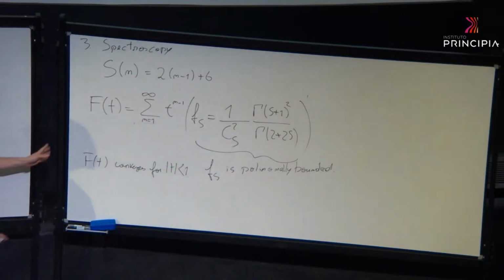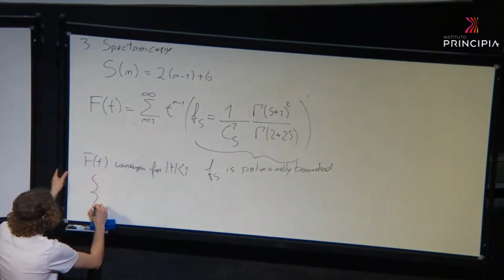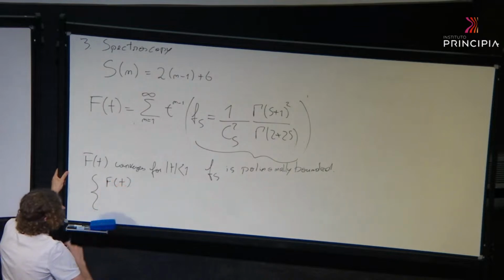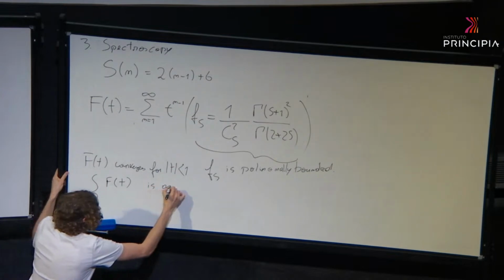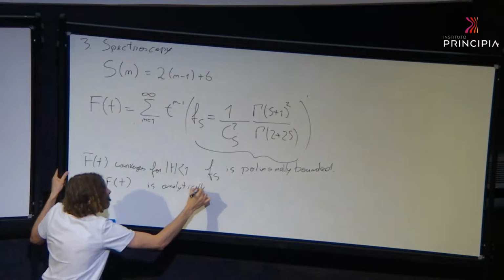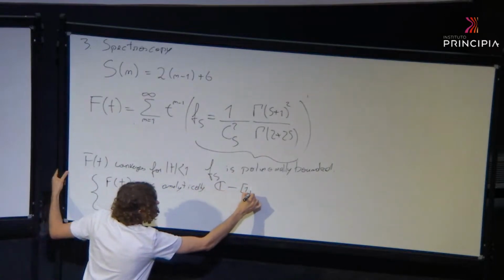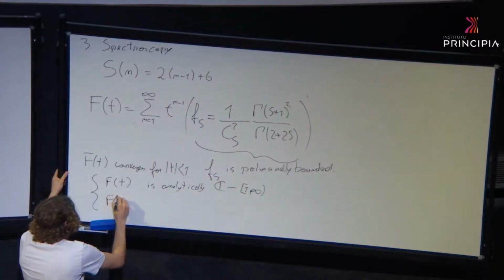However, much more is true, it turns out. It turns out that the two following properties hold. f of t is actually analytic, not just on the unit disk, but is analytic in the full complex plane minus the cut from 1 to infinity. And moreover, f of t is polynomially bounded.